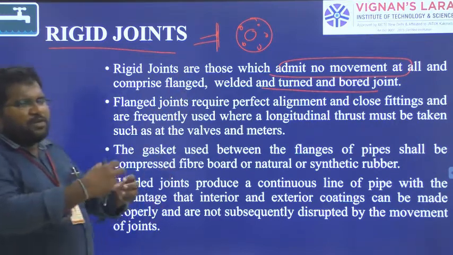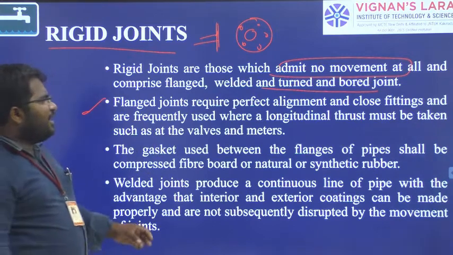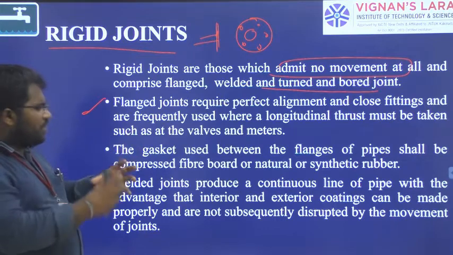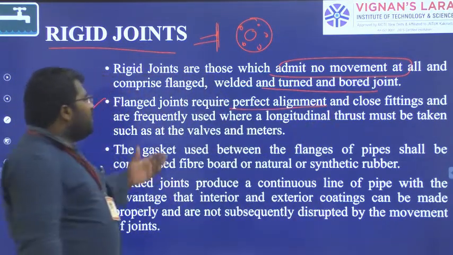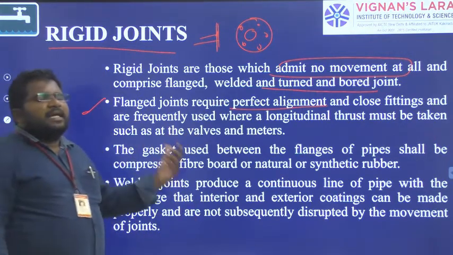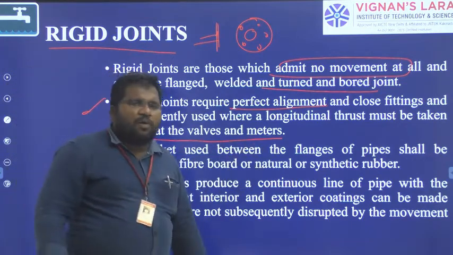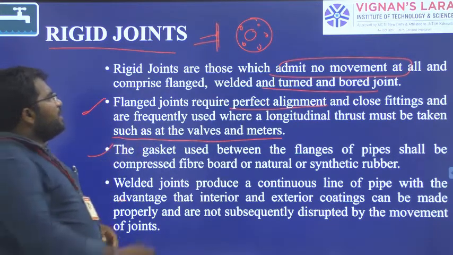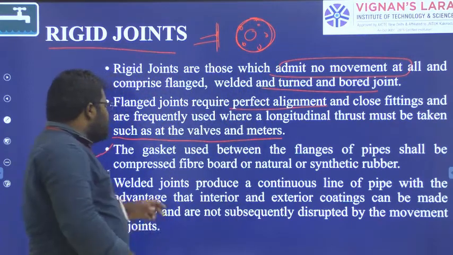Welding means we are going to weld two pipes. Next, flange joints require perfect alignment and close fitting. They are frequently used where a longitudinal thrust must be taken, such as at valves and meters. Next, the gasket. If we have this kind of connection, we have some rubber sheet between. That is called a gasket.